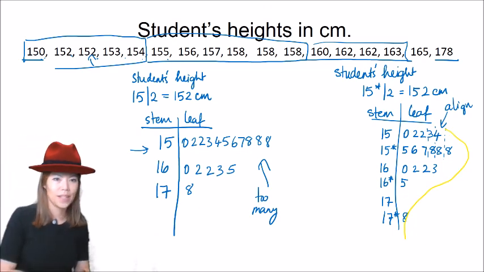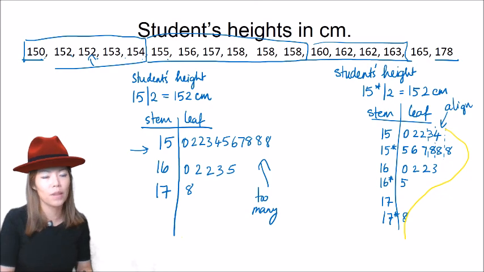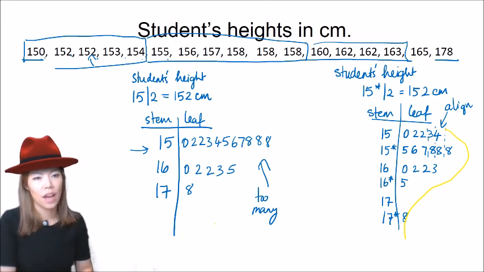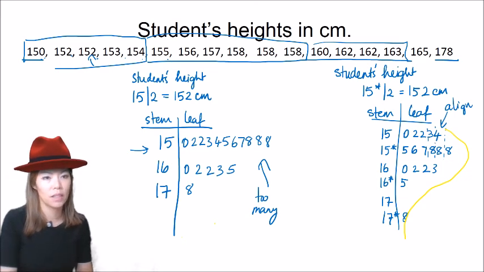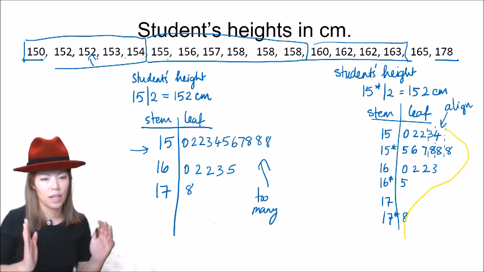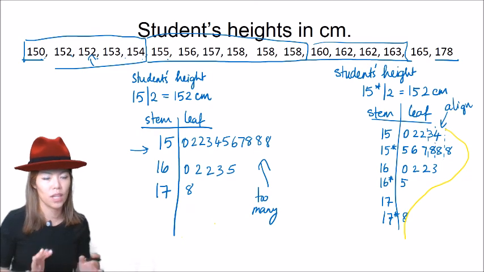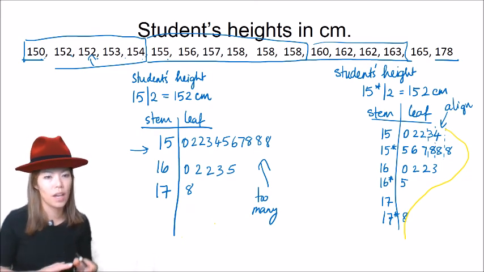Okay, that's all from me today. So remember, when you do a stem and leaf plot, the leaves closer to the stem are the smaller values, and then if you have an asterisk, it means that you have split your intervals into two sections. So for example, 150 to 154, 155 to 159.